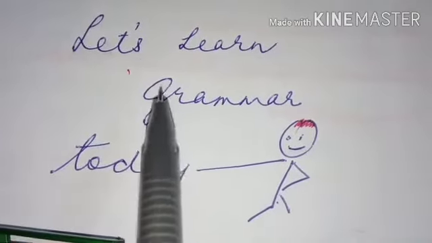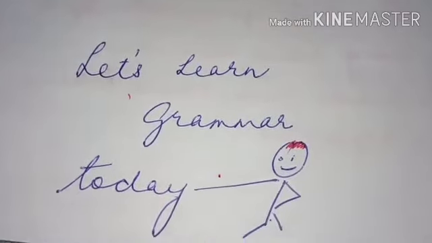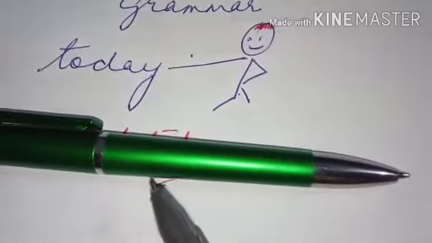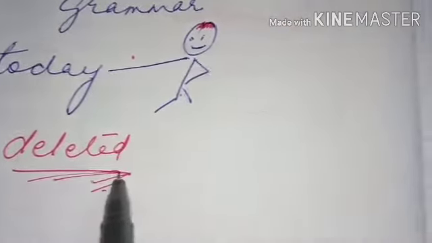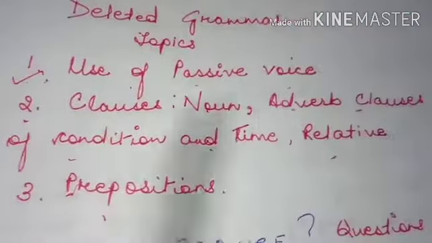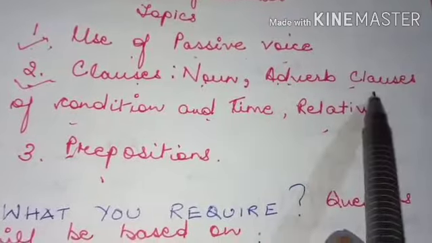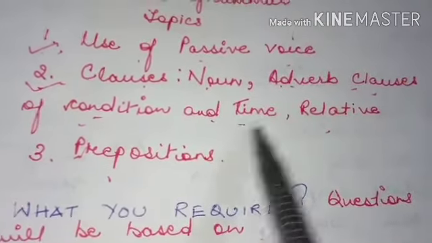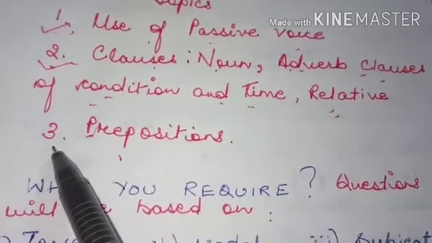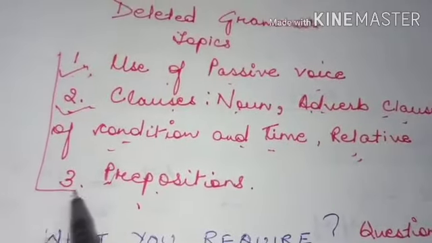So, children, let's learn grammar today. As you all know, in class 10, some of the topics in grammar are deleted. So, let's learn what are the topics that are deleted. Number 1, use of passive voice. Number 2, clauses: noun, adverb clauses of condition and time, and relative clauses. 3, prepositions. So, these are your deleted topics in grammar.